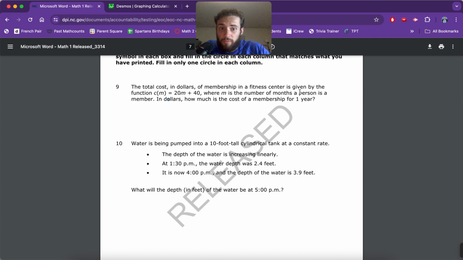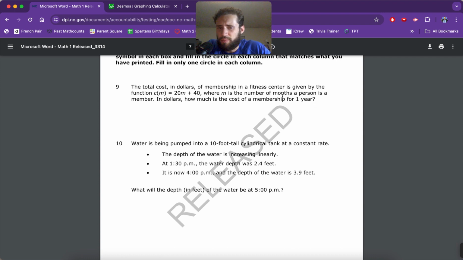So M is the number of months a person is a member. So presumably it's like a $40 sign-up fee. A lot of times they do this just so you don't cancel the membership right away. Like, oh, I already paid $40, so even though I'm not using it, it's the sunk cost fallacy they're trying to get you with. And then they do $20 times the number of months. So this is like the monthly fee. In dollars, how much is the cost of a membership for 1 year?